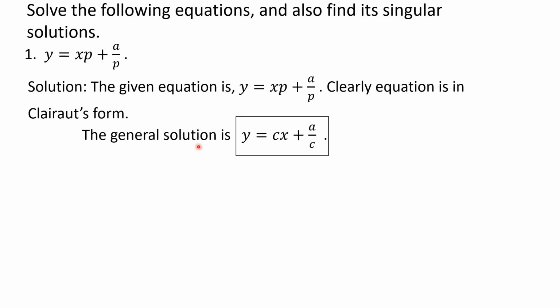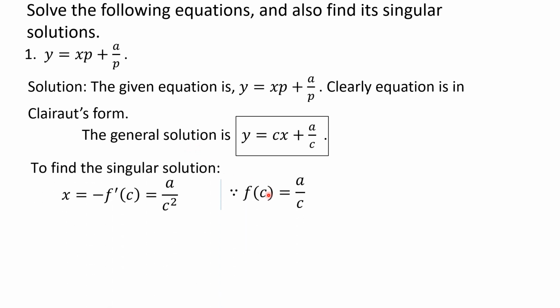Since we need the singular solution also, we use x equal to minus f dash of c. So let me take x equal to minus f dash of c. What is f of c? F of c here is a by c. Differentiate once. What is f dash of c? A is constant. Derivative of 1 by c is minus 1 by c square. But we have x equal to minus f dash of c. F dash of c is minus a by c square, but minus is already there. Minus of minus is plus a by c square. So f dash of c we got. Then substitute directly in x equal to minus f dash of c. So x becomes a by c square.